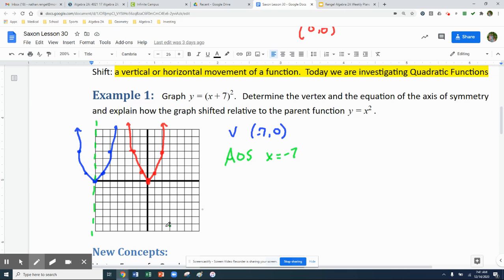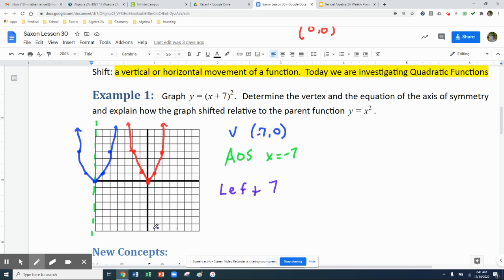And lastly, explain how it's shifted, and that was exactly what Morgan told us. It's just shifted to the left. We'll say to the left 7. So there's going to be my relationship compared to the parent function. That one is going to go to the left 7 units.